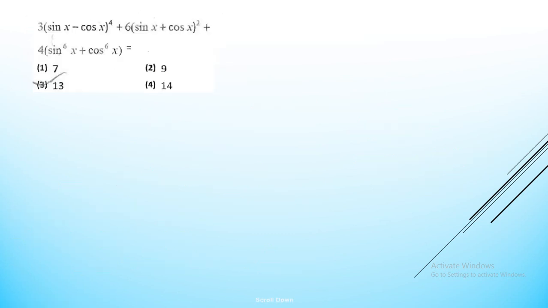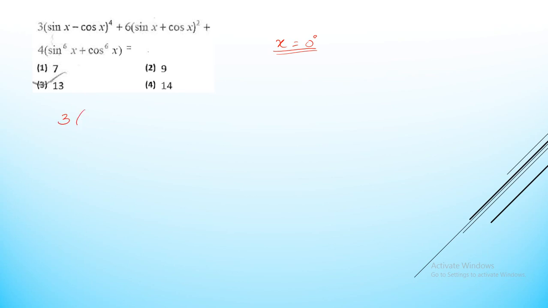Next, moving on to one more question. 3 times (sin x minus cos x) whole power 4, plus 6 times (sin x plus cos x) whole square, plus 4 times (sin power 6 x plus cos power 6 x). If you want to do it in a simple way, simply replace x equal to 0 degrees. So when you replace x equal to 0 degrees, what will happen?